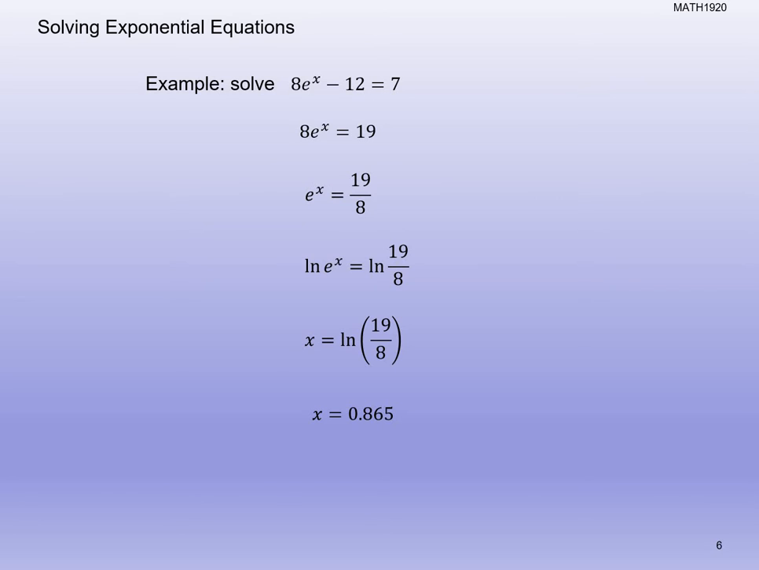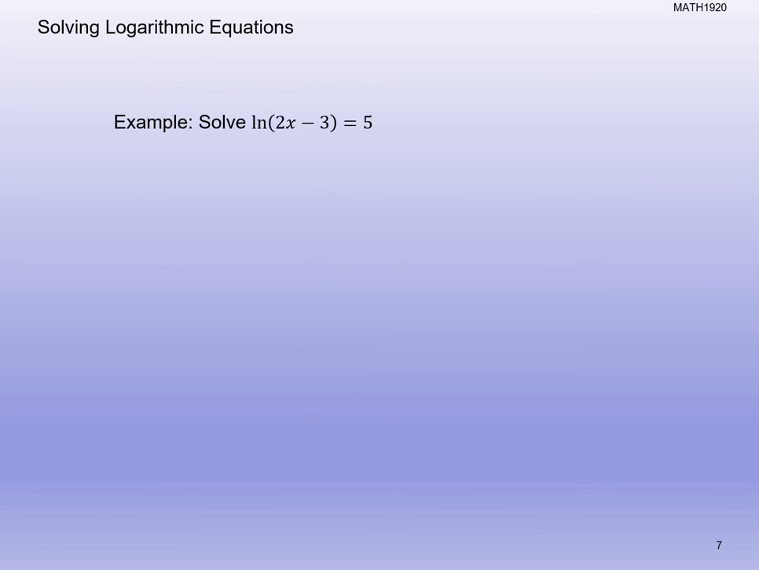Do the algebraic manipulation to get the e to the x alone, and then take the natural log of both sides, and then solve for the variable that's left. Now, if we want to solve a natural log function, we can use e to do that. So this is kind of going the opposite of the other one before. We're going to start with natural log.